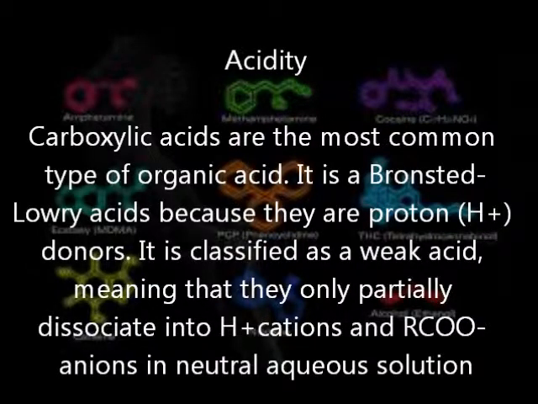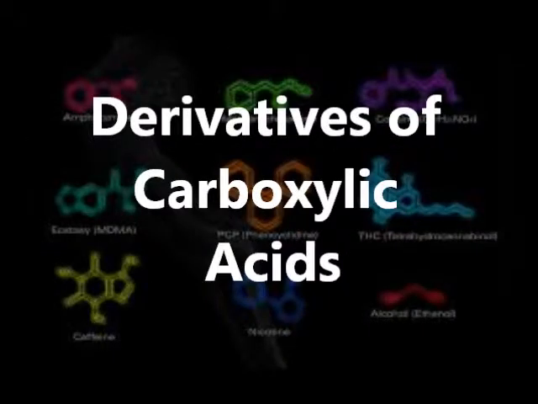Carboxylic acids are the most common type of organic acid. They are Bronsted-Lowry acids because they are proton donors. They are classified as weak acids, meaning that they only partially dissociate into H+ cations and RCOO- anions in neutral aqueous solution.